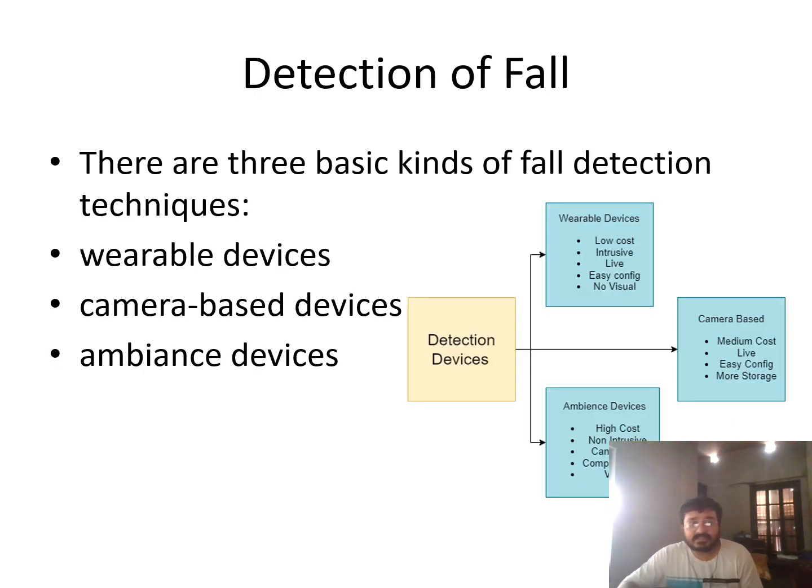Detection of fall. There are three basic kinds of fall detection techniques used in present scenarios: wearable device, camera-based device, and ambience-based device. Wearable devices are low cost and easy to configure, but do not provide any visuals. Camera-based devices provide live visuals, but need more computational power and are not easy to configure. Ambience devices, despite their high cost, are easy to configure. Also, they do not need high computational power to work with.